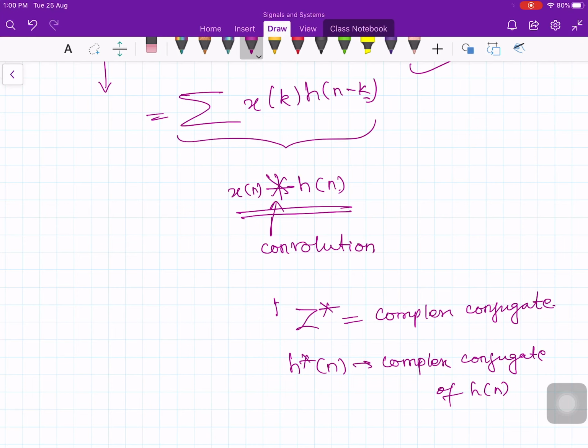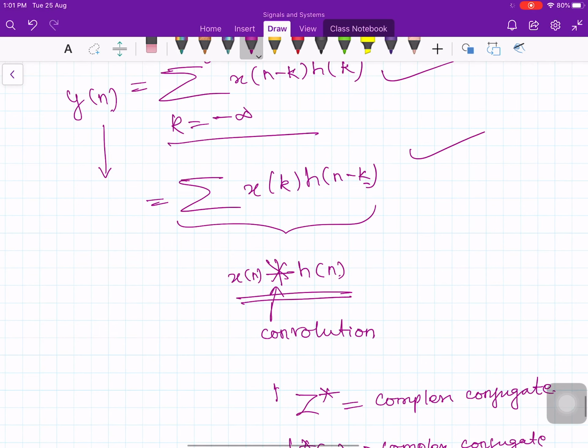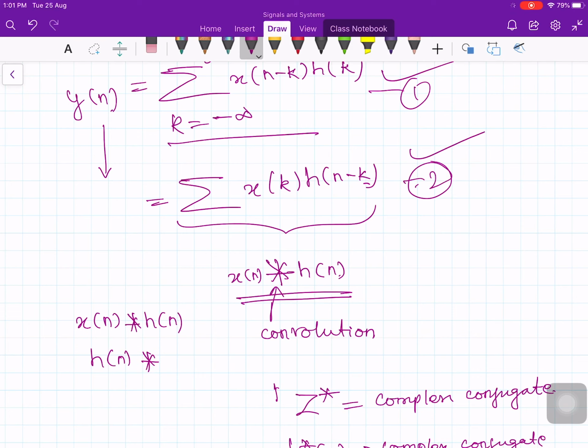So obviously these two summations, let's say 1 and 2, are identical. Therefore the order of convolution is not important. In other words, the convolution operation is commutative. So either you can write x of n convolved with h of n, or h of n convolved with x of n. So in other words, convolution is commutative.